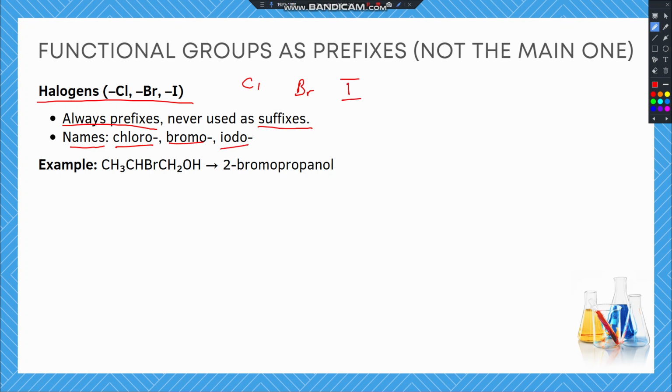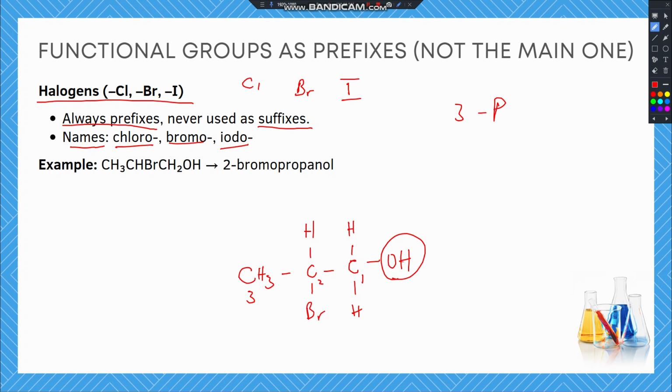So we have this example on the screen, CH3 bonded to CH bonded to bromine, which is bonded to CH2 and then bonded to this alcohol functional group. Now the first thing we want to do is to identify the number of carbon atoms that we have. So we have 1, 2, 3 carbon atoms. 3 carbon atoms tells us that we have the parent name prop.